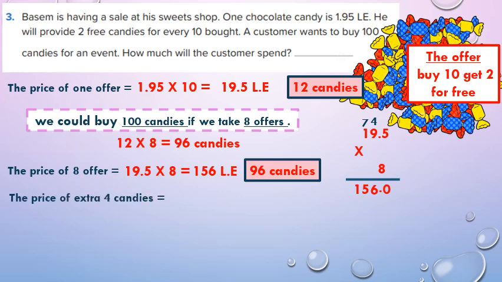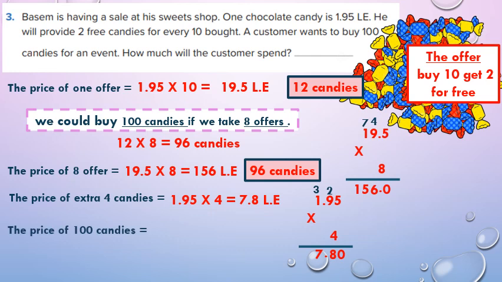So the price of 4 extra candies. For extra, the one candy is 1 and 95 hundredths by 4. 4 by 5, 20, carry 2. 4 by 9 equals 36 and 2, 38. 4 by 1, 4 and 3 equals 7. The point after two decimal numbers, so the 4 extra candies cost 7 and 8 tenths LE.